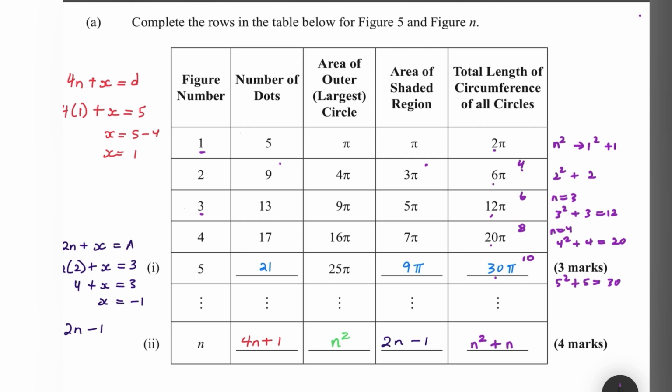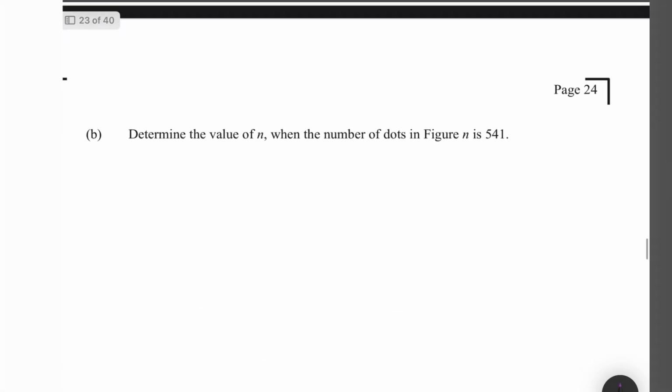It's a linear relationship between the figure number and the area of the larger circle, or the area of the shaded region. But when you have a double kind of common difference, meaning that with each difference you're going to add something else, it's a quadratic type of relationship that you're looking for. So it's going to be the figure number squared plus or minus something. And you just use the values and see what is the constant that you're adding, or what's the thing that you're repeating. Let's move on to the other part of the question.